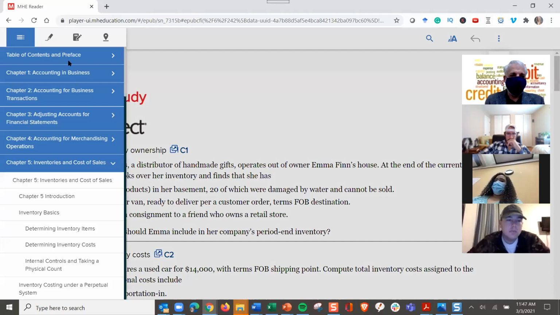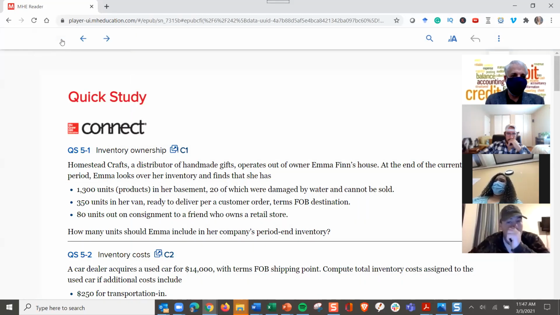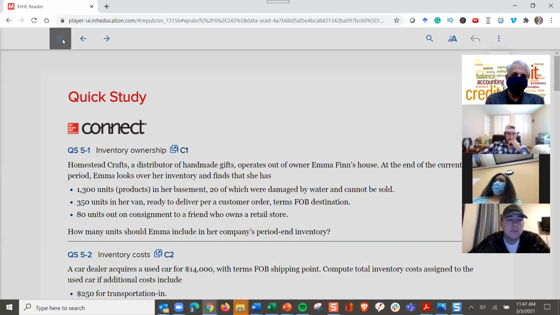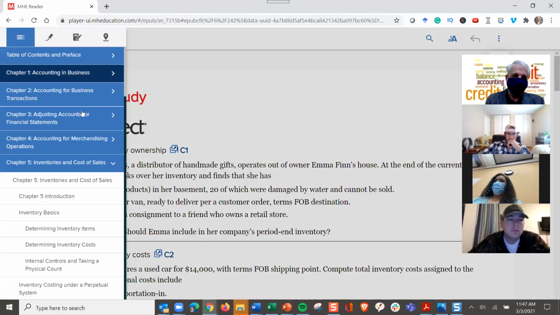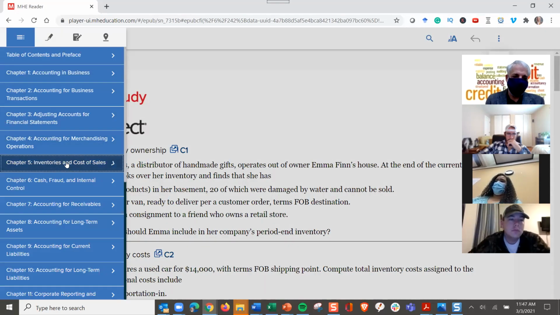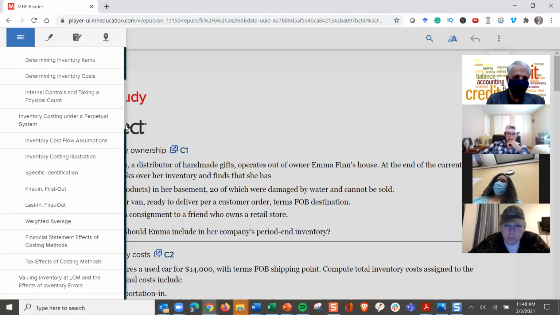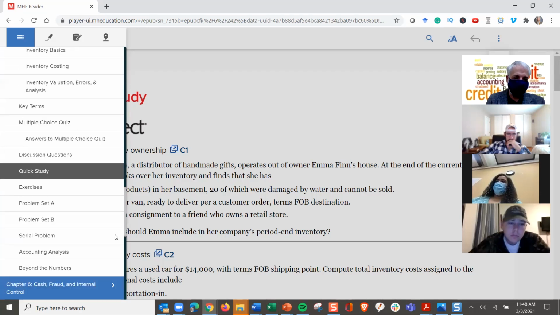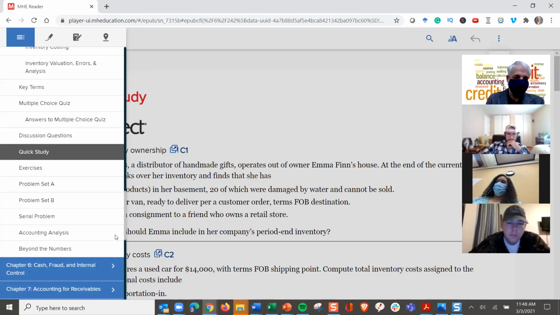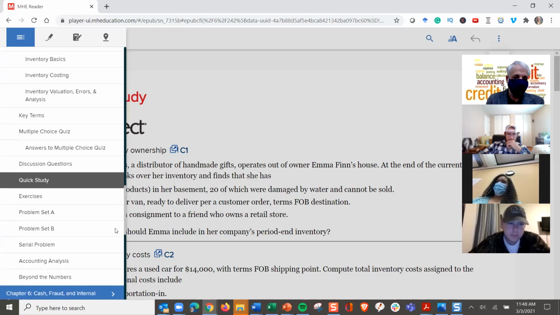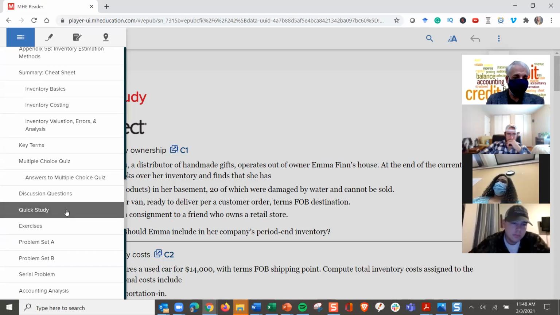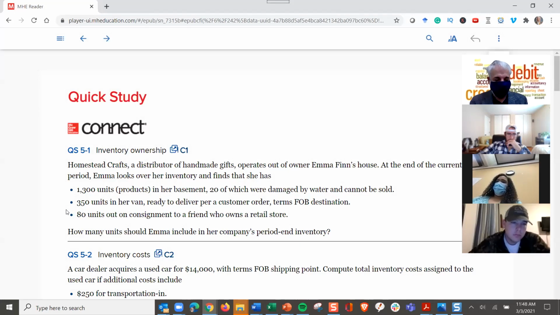When we go in, we're not going to go to the table of contents. We're going to scroll down through chapter 1, chapter 2, 3, 4, 5. You're going to open up chapter 5. You're going to scroll down through chapter 5. And at the bottom of chapter 5, right before you get to chapter 6, you're going to see things like beyond the numbers, accounting analysis, scenario problem, problem set A, problem set B, exercise, quick study. So click on quick study.